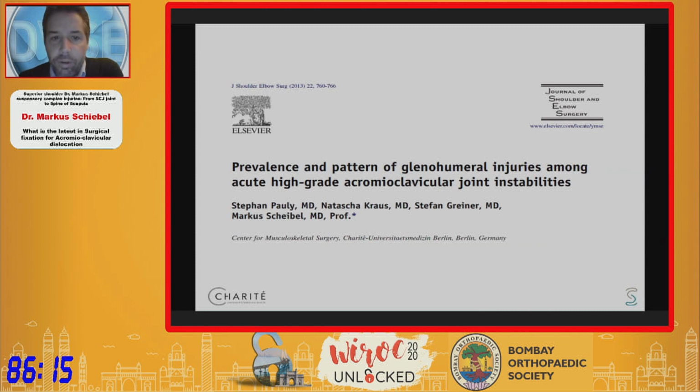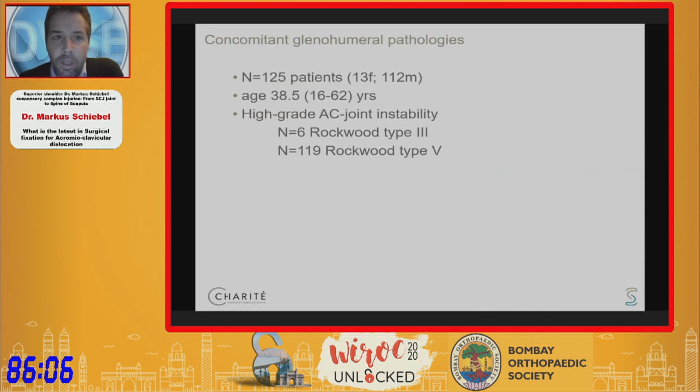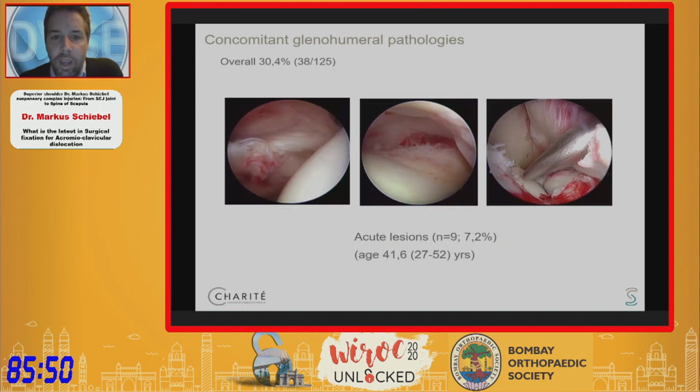What have we also learned? We have also learned that when we operate on patients with AC joint instability, patients do have concomitant glenohumeral pathologies. We looked at 125 patients, average age 38.5 years. 6 had a Rockwood type 3, 119 had a Rockwood type 5. Again, all acute instabilities, meaning operated less than 3 weeks after the injury. And we found overall 30.4% of concomitant glenohumeral pathologies.